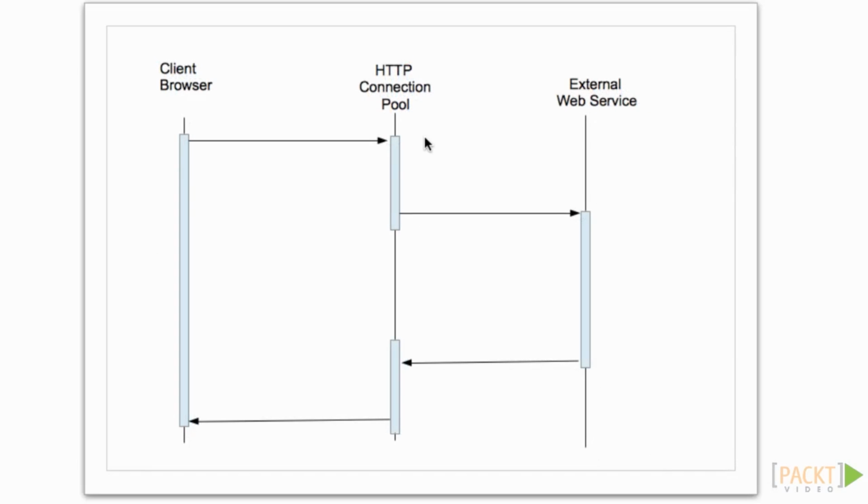So if we compare this to the asynchronous servlet connector, we can see that the client browser still spawns a single thread and that thread stays alive for the duration of the request. But in this case, when the request is passed to the HTTP connection pool, a thread is checked out from the pool, and then with the servlet specification, you can pass that request on to a new thread pool, which then executes your work in a separate thread.